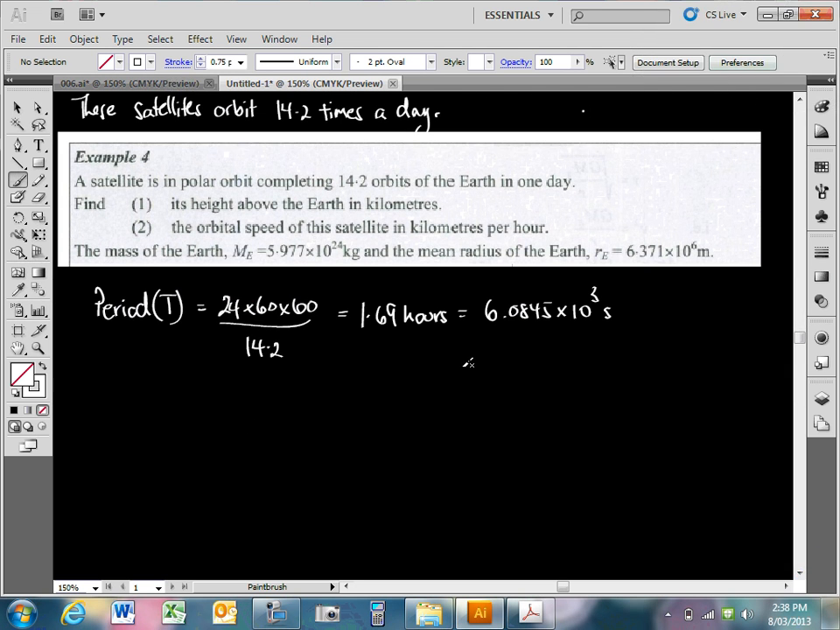Which formula are we going to use? Where does it come from? R cubed equals the period squared times big G, the gravitational constant, over 4 pi squared, 4 times pi squared.